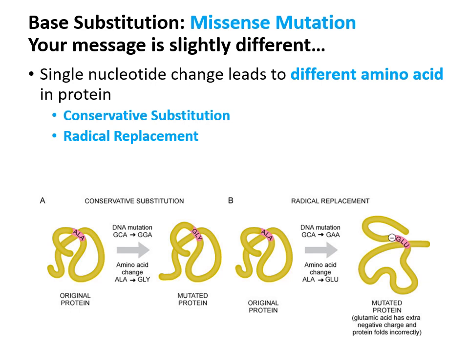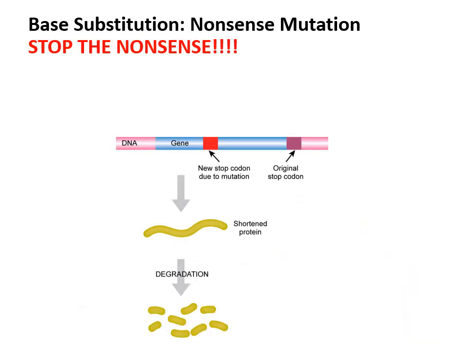Conservative specifies that that new amino acid is very similar to the original, same charge for instance. Radical means the new amino acid is very different. So for instance, a different charge than the original. The other possible base substitution is a nonsense mutation.